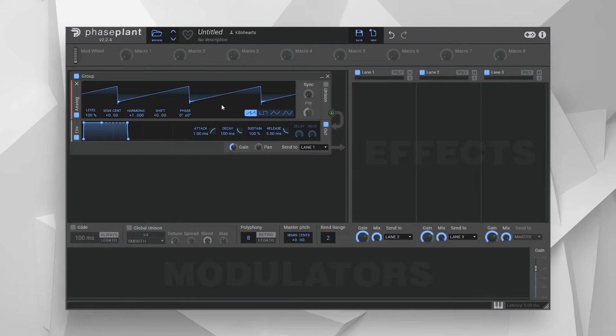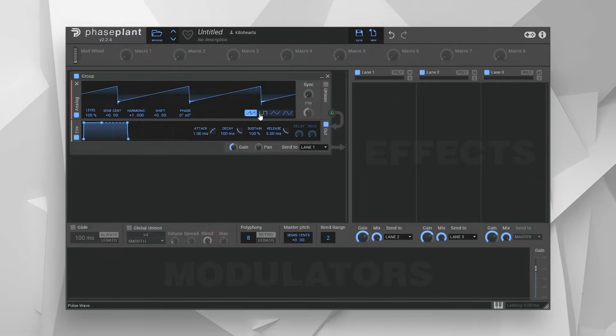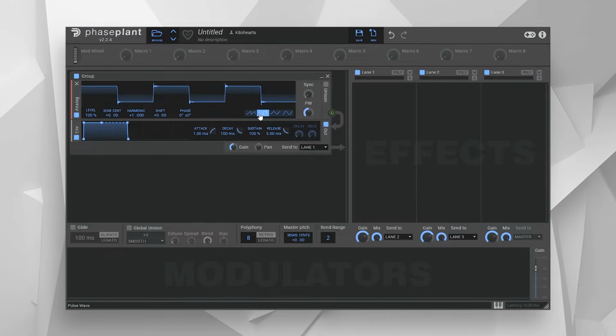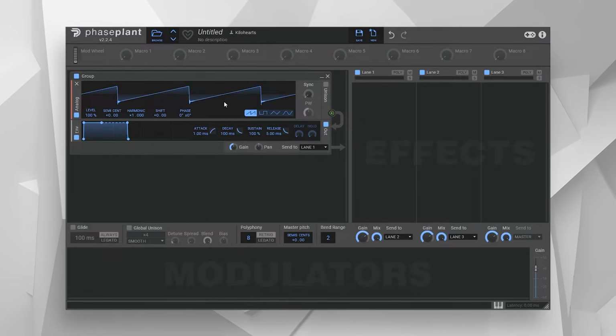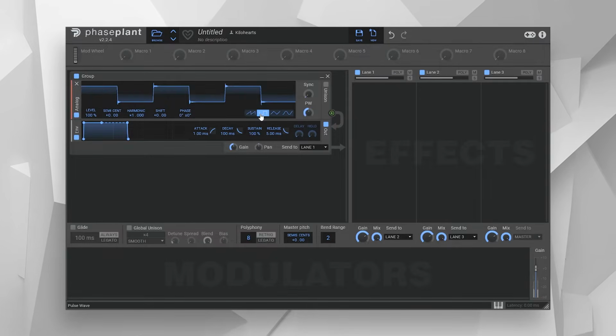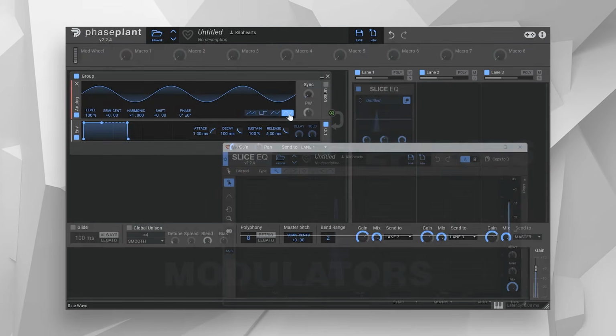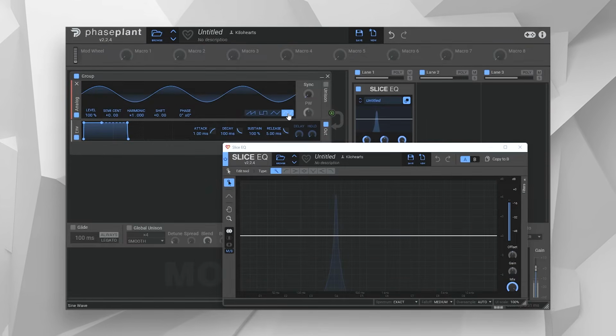The Phase Plant analog generator is a basic waveform oscillator designed to reproduce simple waveforms you might find in analog synth oscillators in the highest possible fidelity. You can choose between a sawtooth, square or pulse wave, triangle, or sine. The sine is the simplest, producing only its fundamental frequency and no overtones.